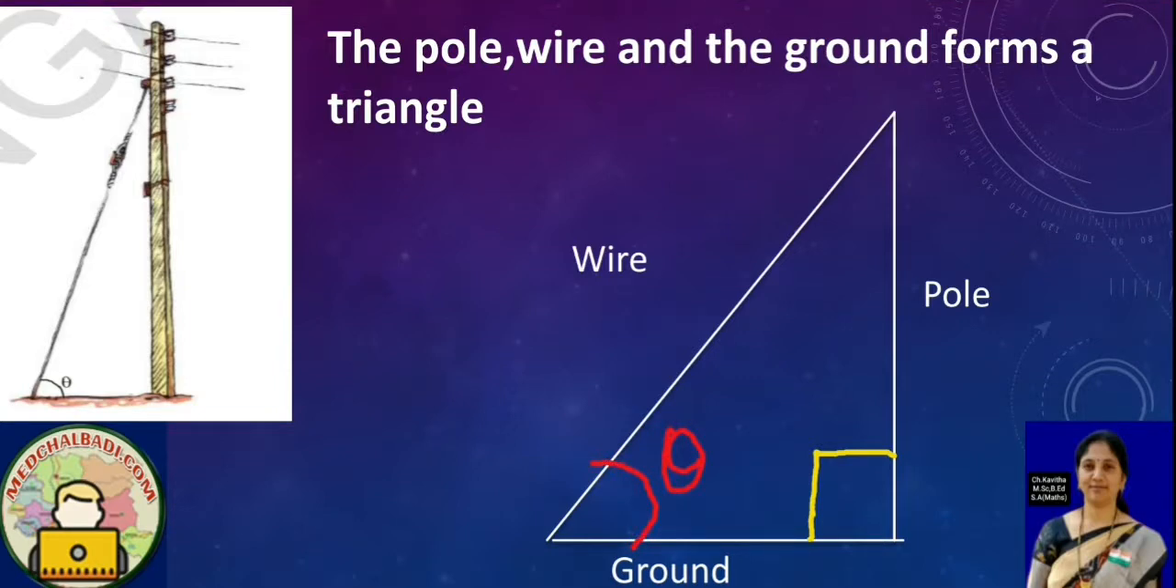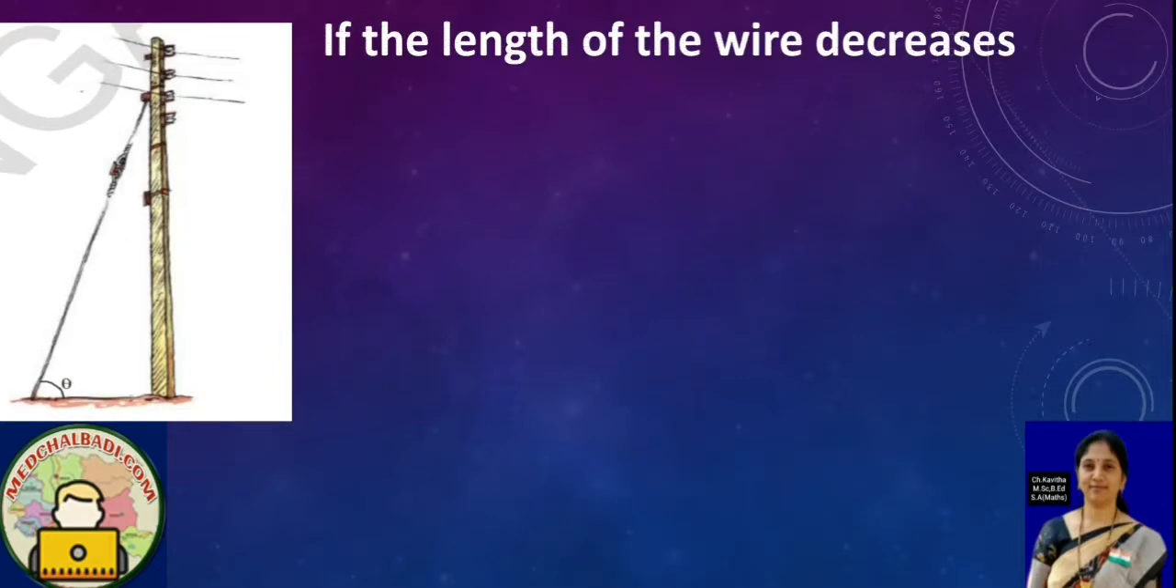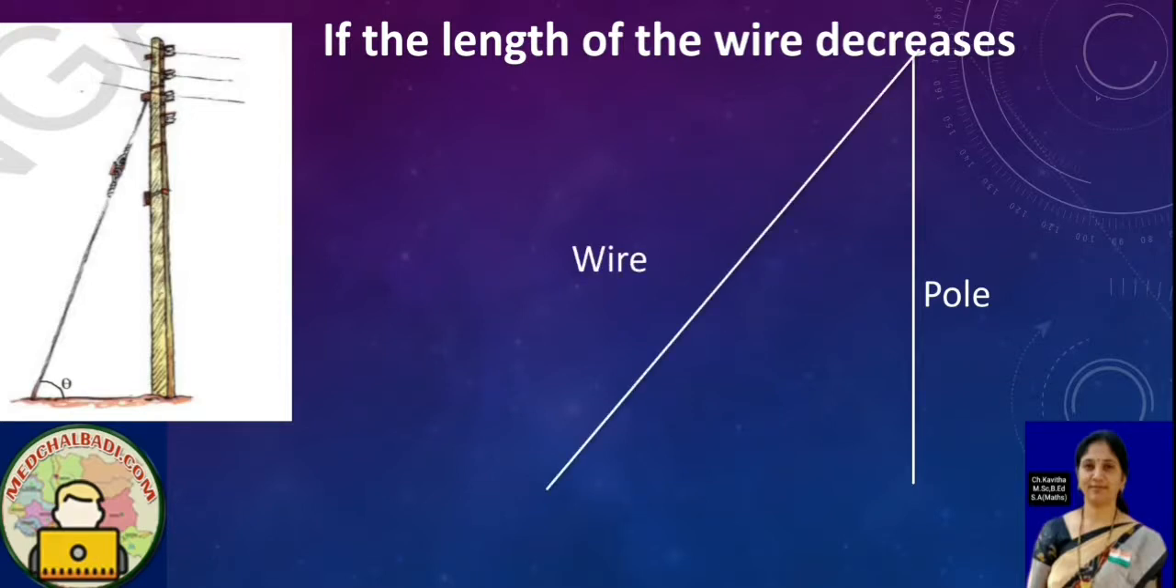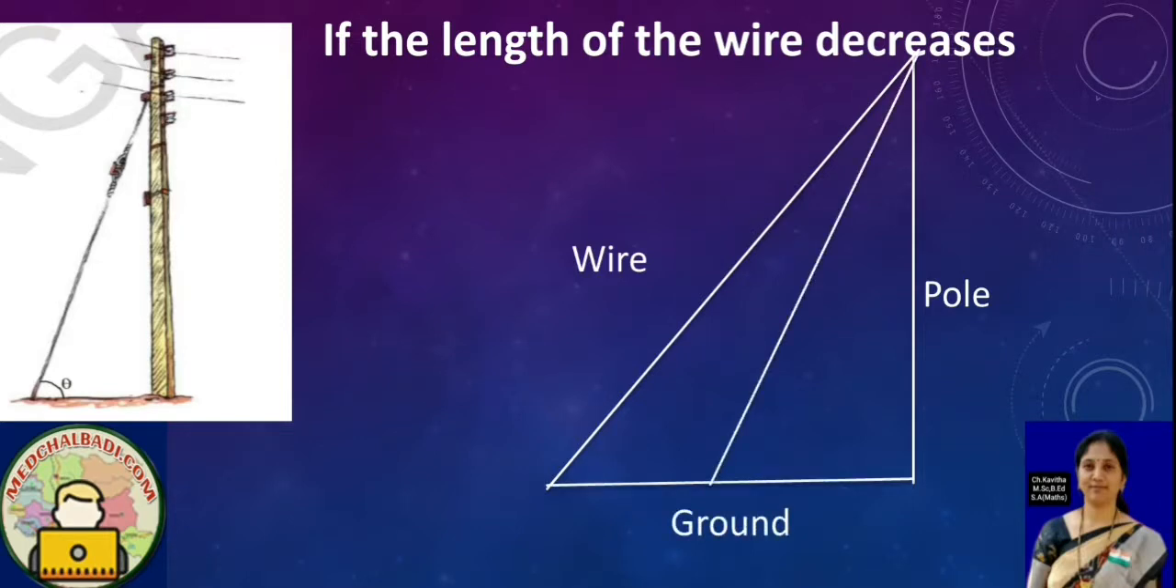Okay. Now just see, if the length of the wire decreases, what will happen? This is our electric pole, and this line indicates the wire before decreasing the length, and this is the ground. After decreasing the wire length, we have to place the wire like this. That means the position on the ground where we tied the wire, the distance from the foot of the pole, will decrease. We have to place it nearer to the pole.